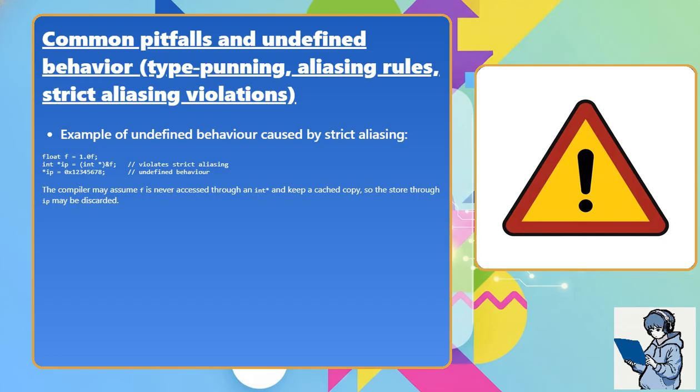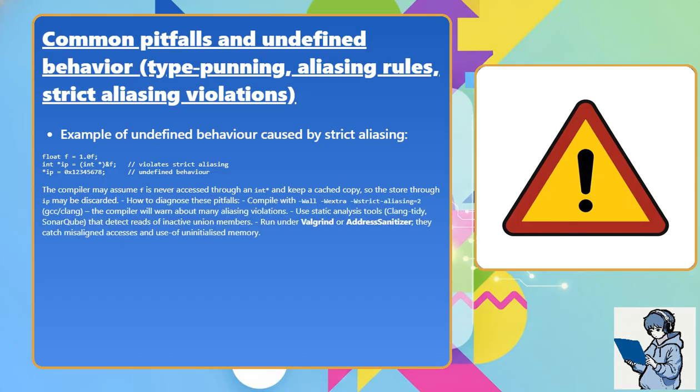Example of undefined behavior caused by strict aliasing. A float variable f set to 1.0f, then an int pointer ip is obtained by casting the address of f, which violates strict aliasing. Storing the hexadecimal value 0x12345678 through ip is undefined behavior. The compiler may assume the float is never accessed through an int pointer and keep a cached copy, so the store through ip may be discarded.